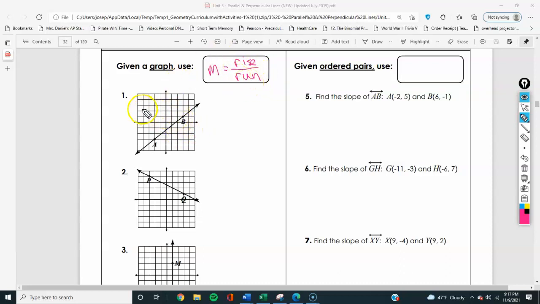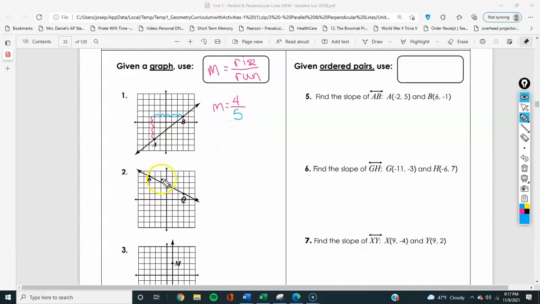So let's look at one. We're going from A to B. So first I count my rise. I go up 1, 2, 3, 4. So my rise is 4. Next I need to figure out my run. Run is how far you go left and right. So I go over 1, 2, 3, 4, 5. So I went to the right 5. So my slope is 4/5.